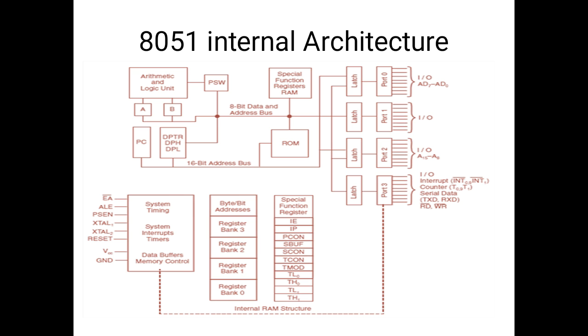Port 2 emits the higher order 8 bits of the address, A8 to A15, which is activated only when the ALE signal goes high. ALE defines address latch enable. Whereas port 3 also consists of an 8-bit bidirectional input-output port, which has been allotted an address in the special function register of the 8051. It also performs the following functions.